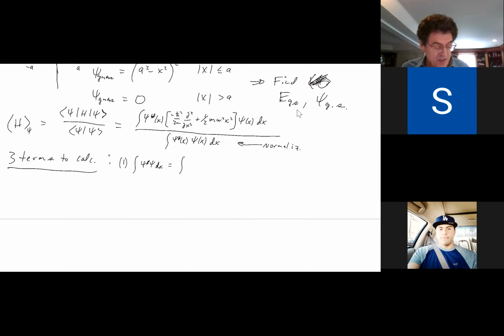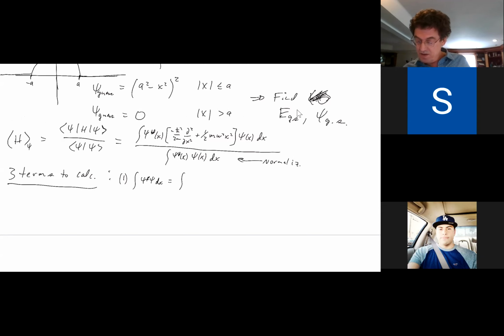And what are my limits of integration? Somebody tell me. Negative a to a. Exactly. And it's going to be this function, x squared minus a squared, to the 4th power dx, because it's psi star psi. Okay, and that's it. That integral is a pain; you've got to expand the polynomial and do it, but it's not that hard.